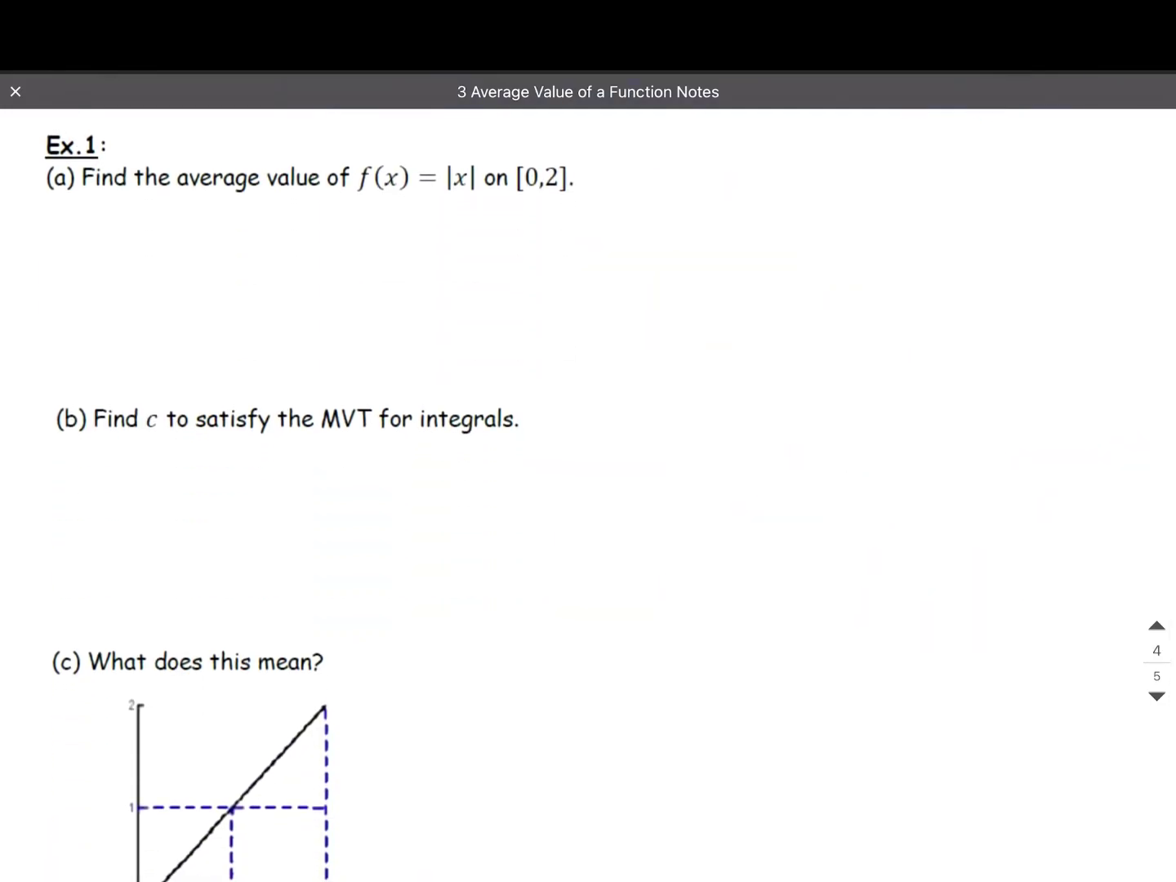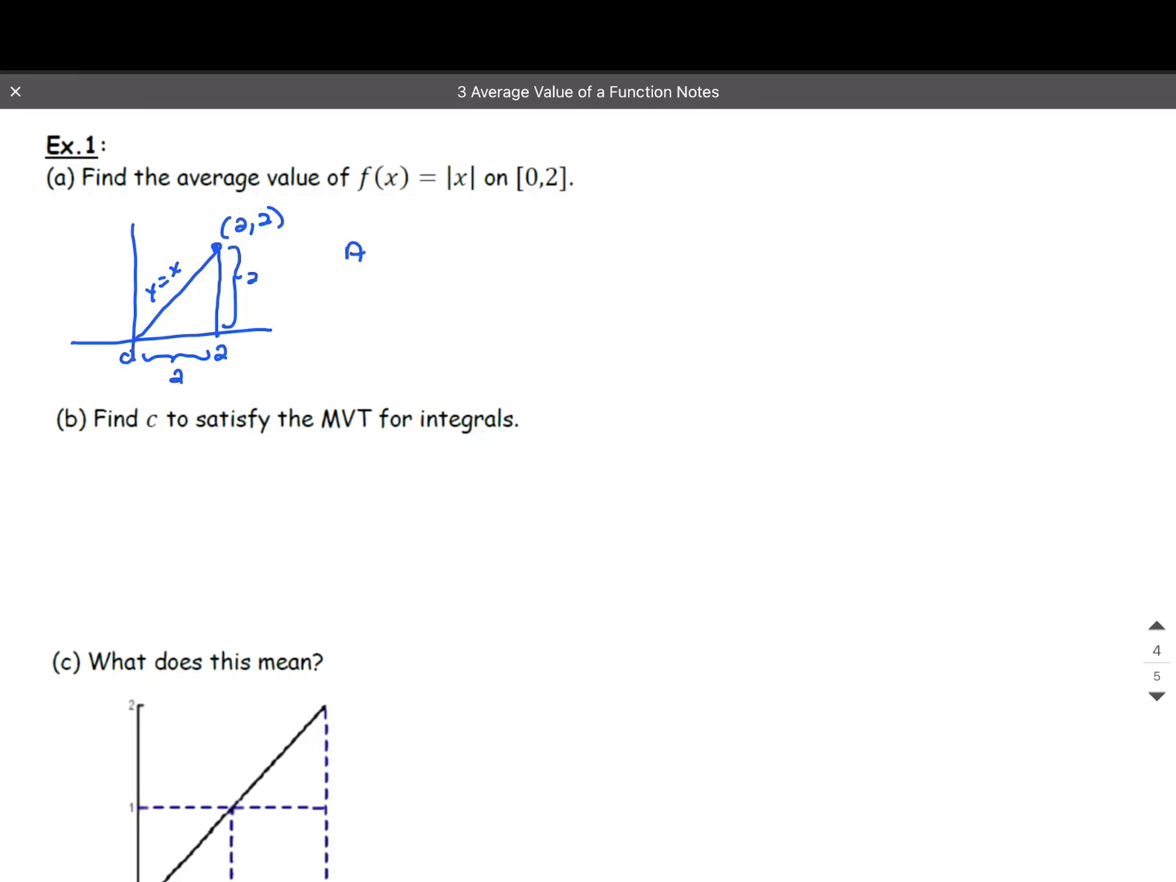We're going to find the average value of f of x equals the absolute value of x on the closed interval from 1 to 2. Now think about this function. This is the absolute value curve. From 0 to 2, it's really just the line y equals x, right? Over here, from 0 down to 2. So the height here is 2, because this is the point 2, 2. And the length here is also 2.